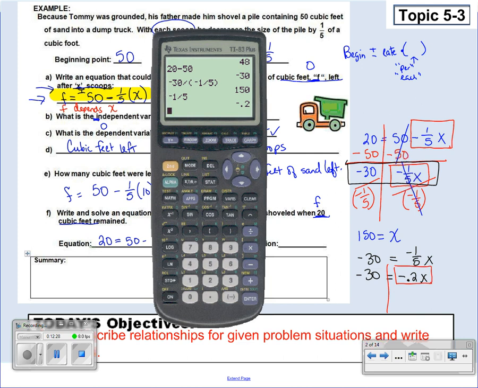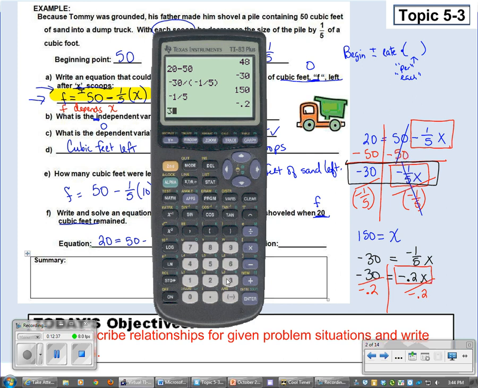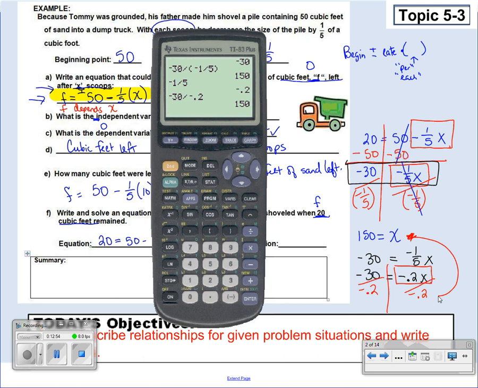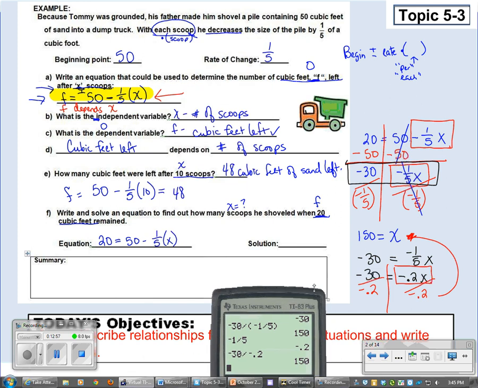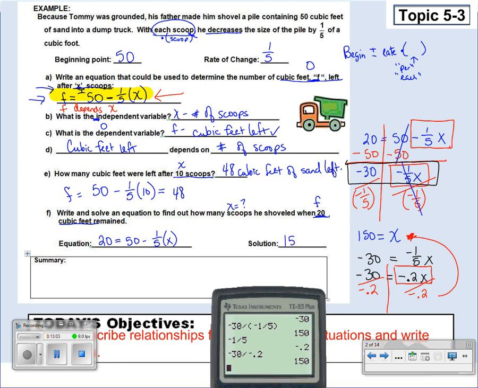Now to get rid of the negative 0.2, we have to do the opposite of multiplication, so that's division. We'll divide by negative 0.2. Divide both sides by negative 0.2. Using our calculator, can't forget the negative, negative 30 divided by a negative 0.2, and that is 150. The same answer we got previously when we used fractions. So if x is 150, x represents the number of scoops. This tells you it takes 150 scoops to have 20 cubic feet remaining.